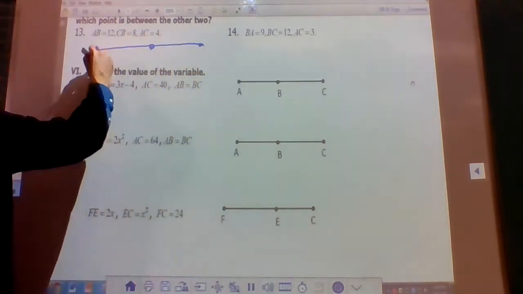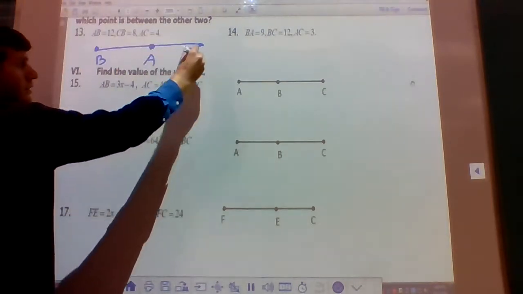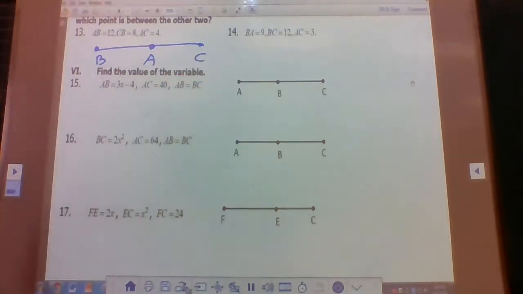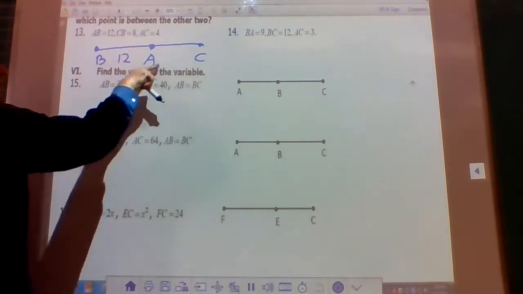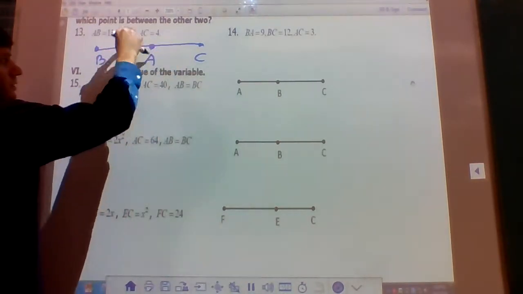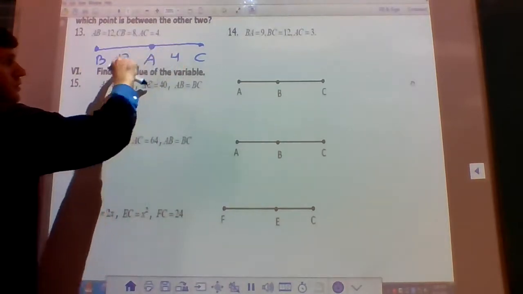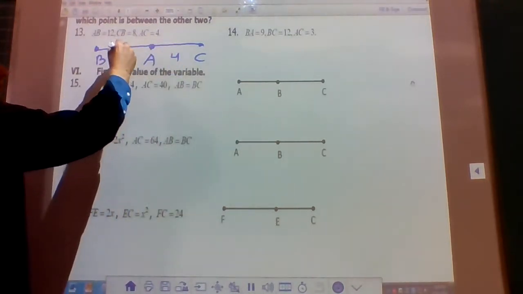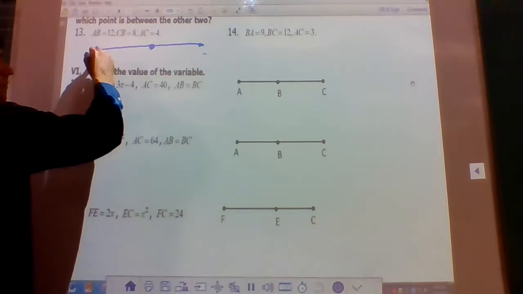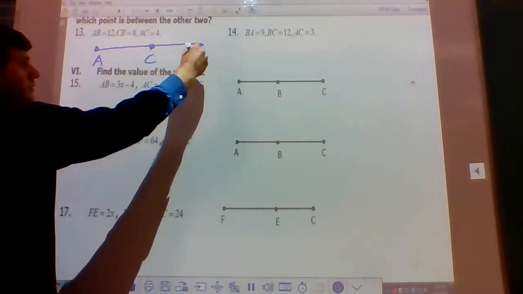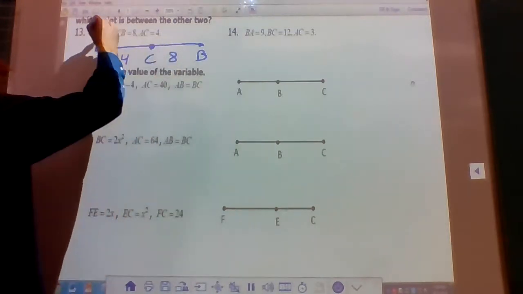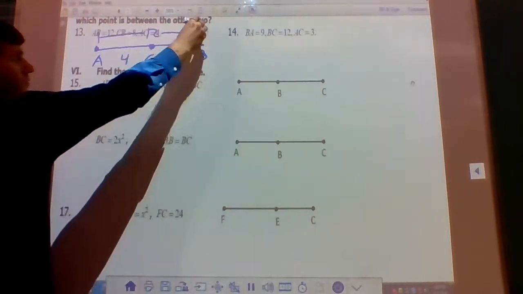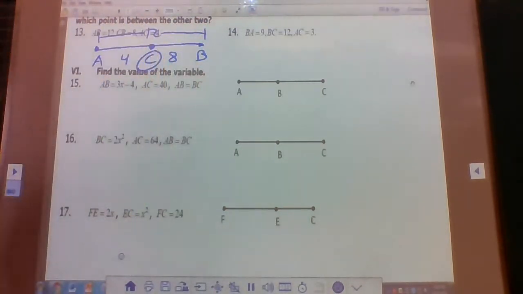So we can try a different combination, B, A, C, with A in the middle. Okay, AB is 12. CB is the whole thing, 8, and then AC is 4. Is 12 plus 4 equal to 8? No. So we got to try again. How about ACB? So we know AC is 4, CB is 8, 4 plus 8 is 12. So we know C is in the middle.